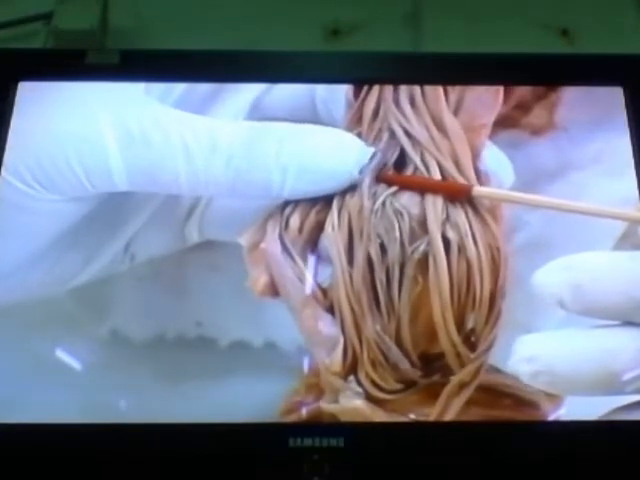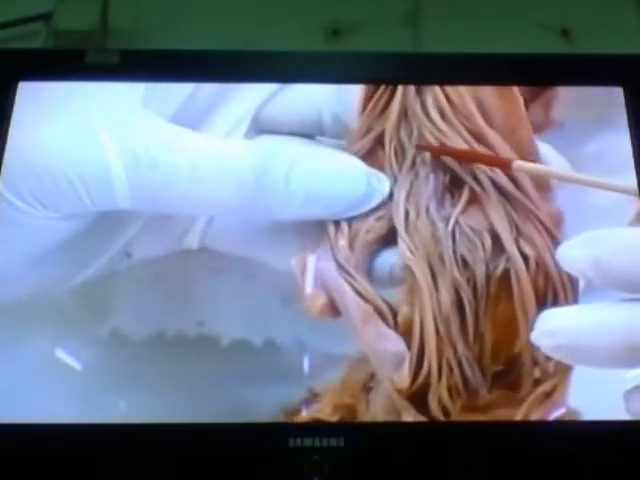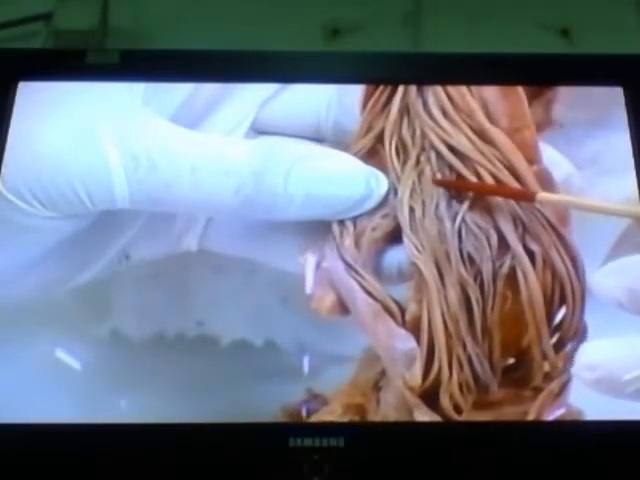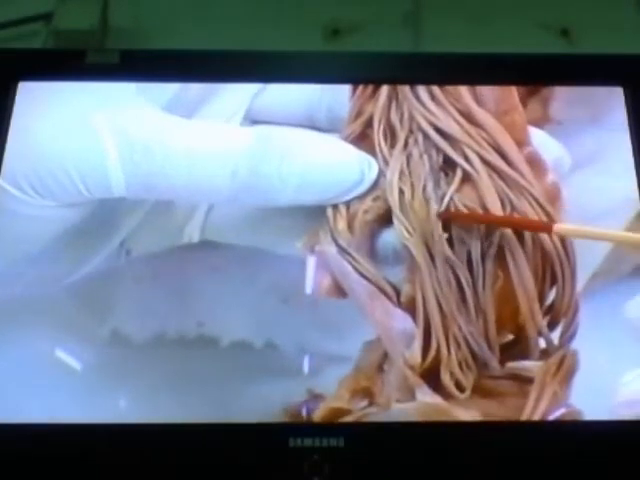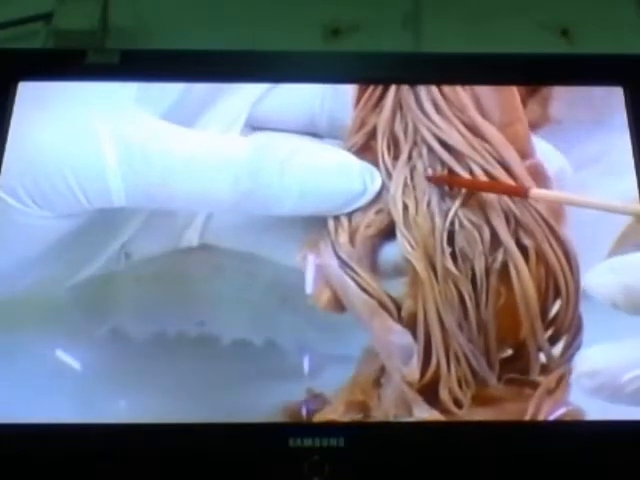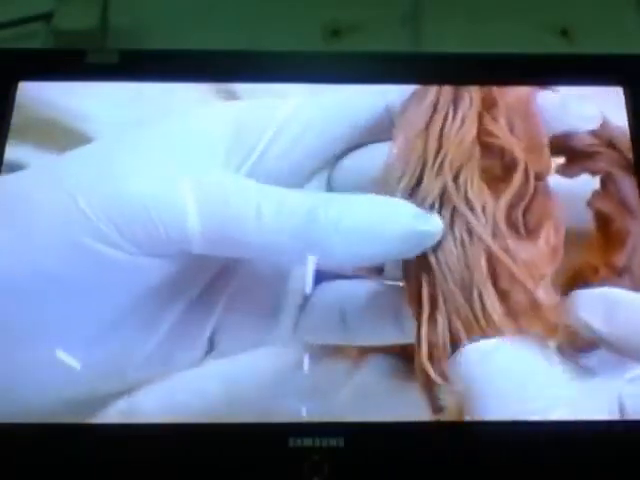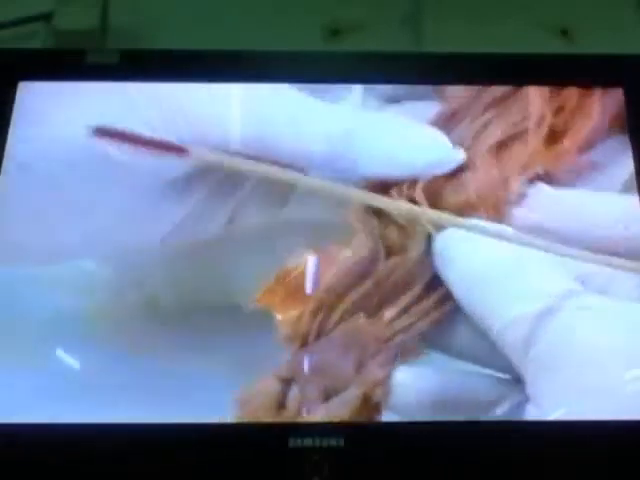Okay? So there we see now the conus medullaris, and there we see the nerve roots going right down. So right back here, that's the cauda equina. So you may get a question on cauda equina syndrome. What happens when the cauda equina is compressed, etc. So that's the cauda equina right here.